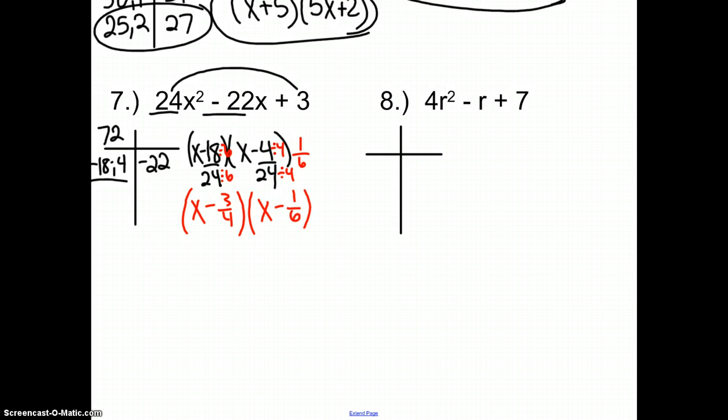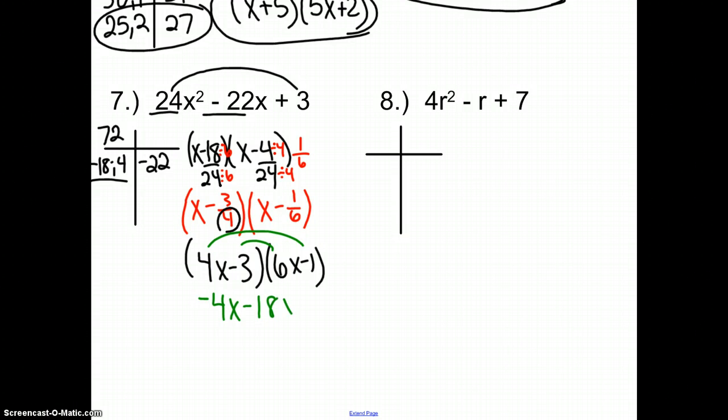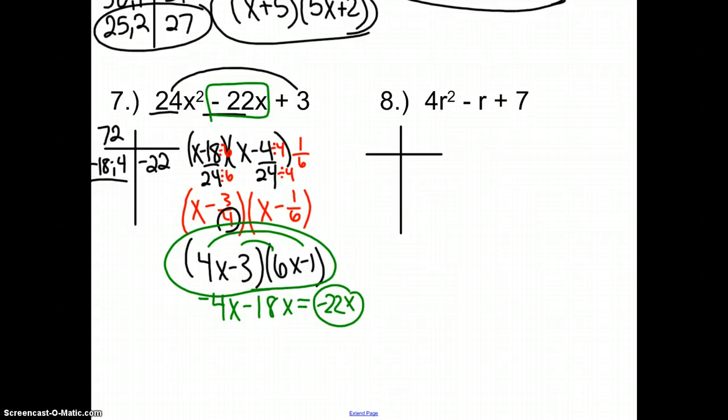And again, we want to get rid of our fractions, so we multiply by our denominator. So we have 4x minus 3 times 6x minus 1. And we can check these by the outside plus the inside. So we have negative 4x minus 18x gives us a negative 22x, and that matches our middle term. So we know that 4x minus 3 and 6x minus 1 are our factors.